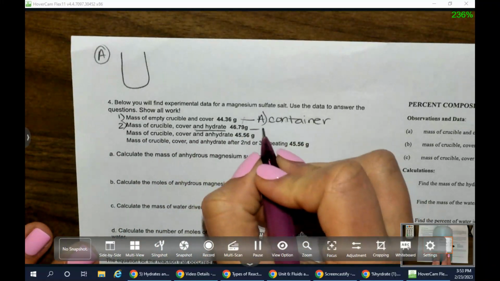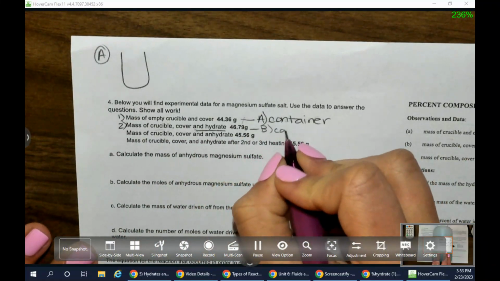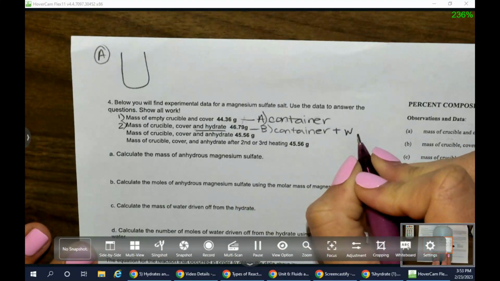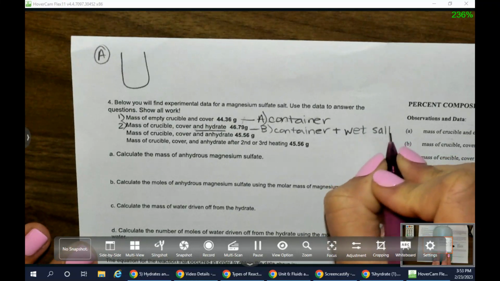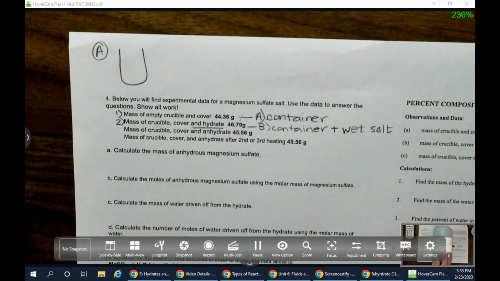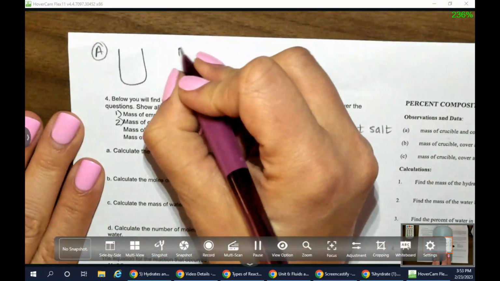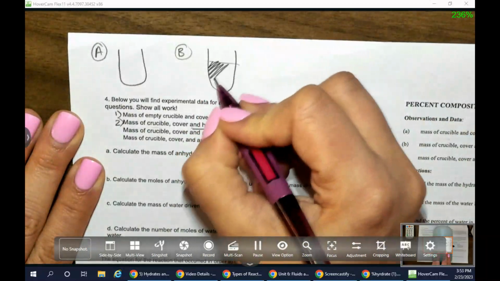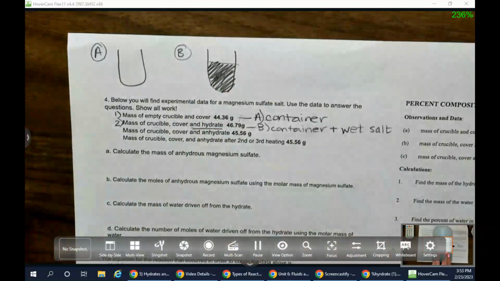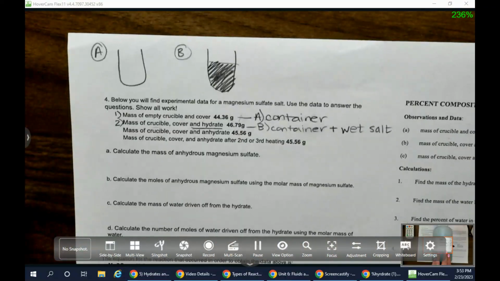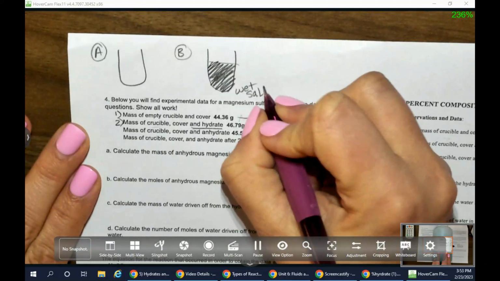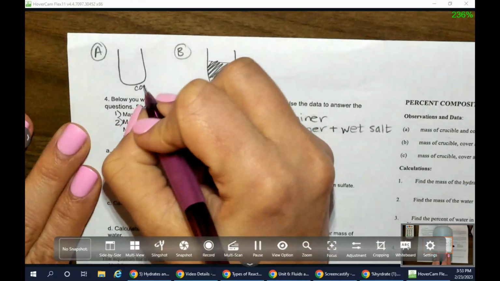So now this second number shows the container plus wet salt, right? I mean, that's what the hydrate is. It's the one that has the water molecules with it, right? So we're going to say container plus wet salt. So let's go ahead and draw what that image would look like. So we're going to have our container plus the salt, and we're going to make it wet by coloring it in. Okay? There's my wet salt. Okay? I'm going to go ahead and label my pictures too so that when I try to figure out the next part, I know what I'm looking at.